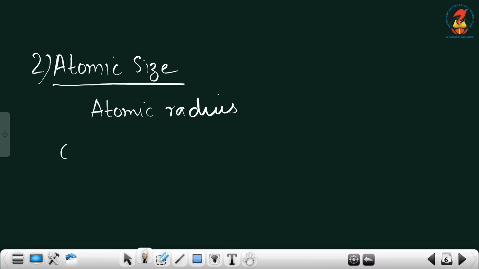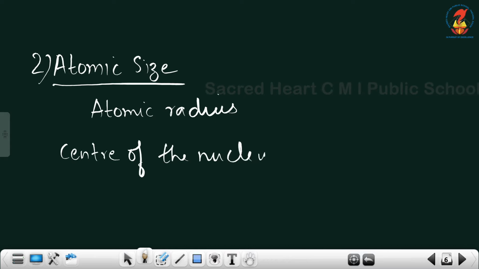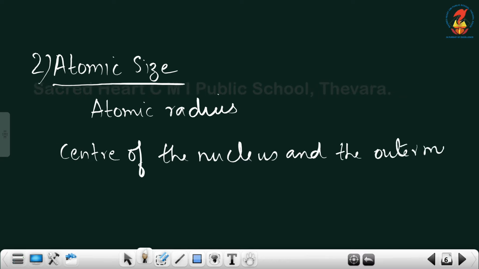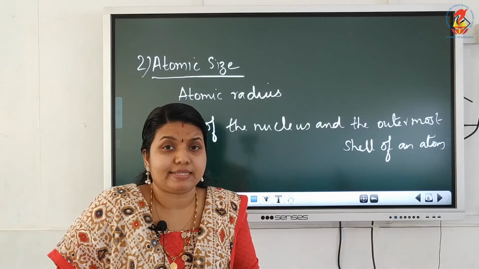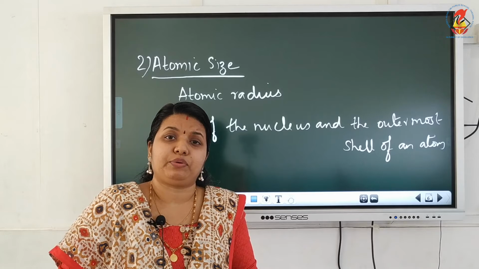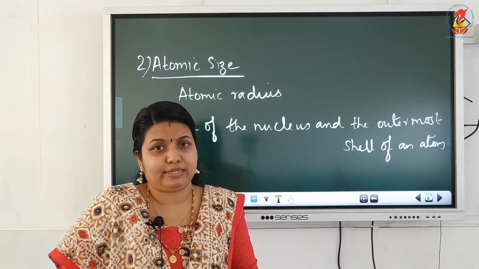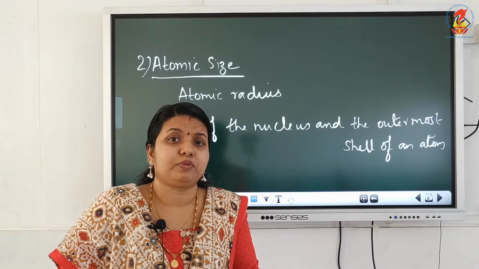It is the distance between the center of the nucleus and the outermost shell of an atom. Atomic size or atomic radius is equal to the distance between the center of the nucleus and the outermost shell of an atom. Okay, distance between the center of the nucleus and the outermost shell of an atom.